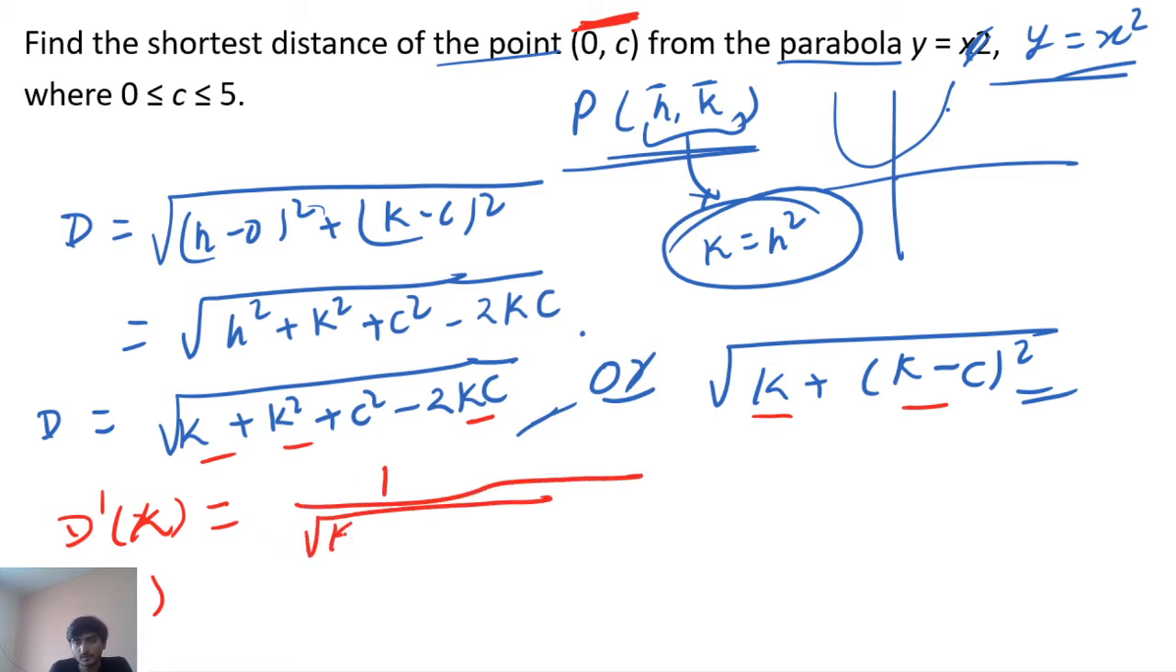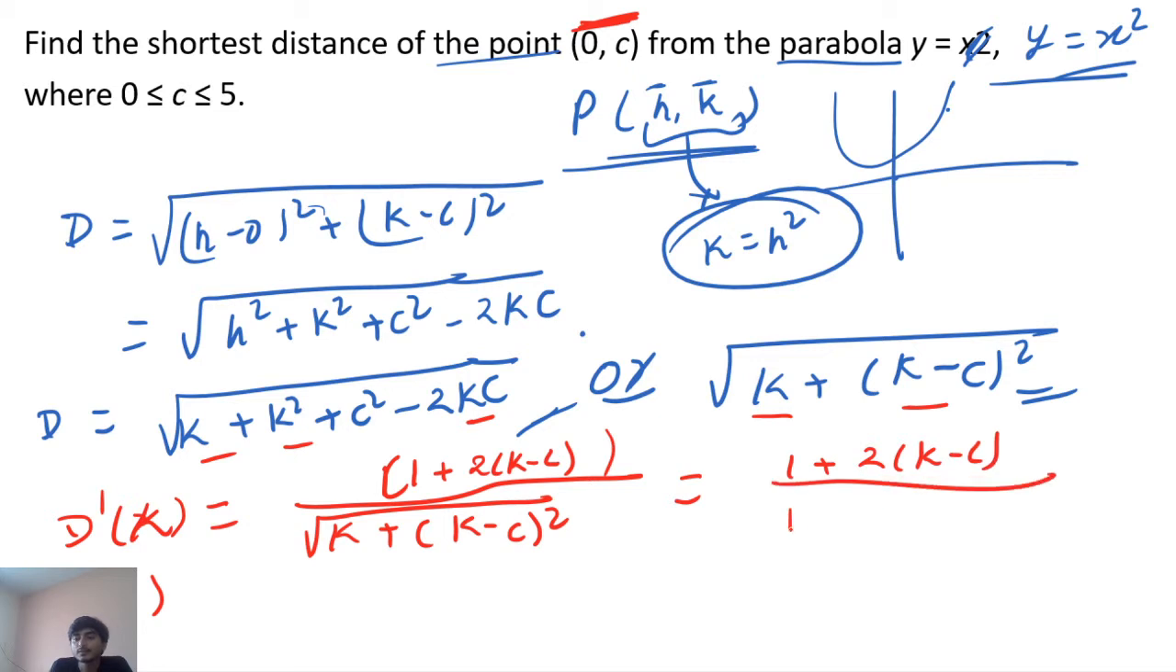K plus (k minus c) whole square, right? And then the differentiation of k is 1, plus the differentiation of (k minus c) whole square, which is how much? 2 into (k minus c), right? And then into 1, right? So this is what we get: 1 plus 2 into (k minus c), divided by root of k plus (k minus c) whole square, right?